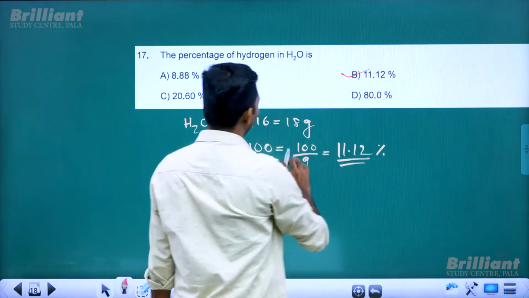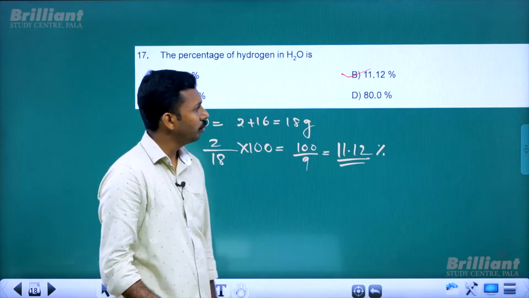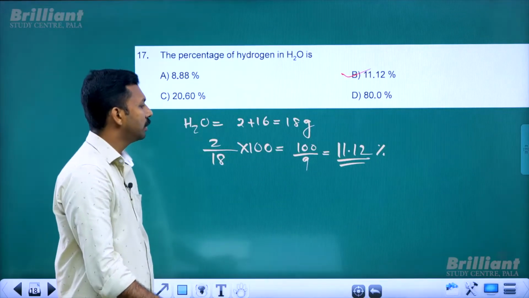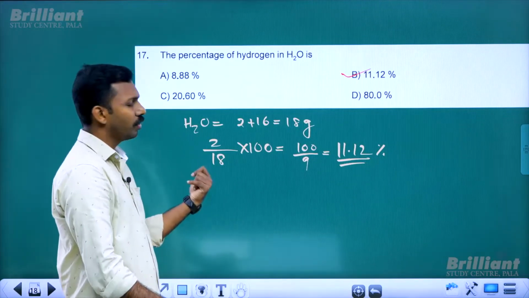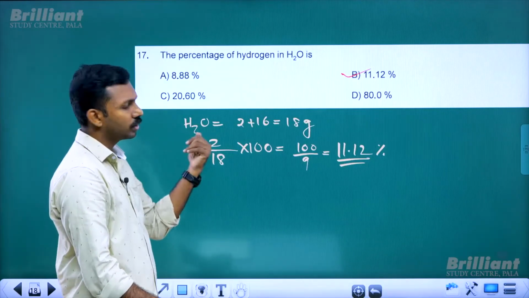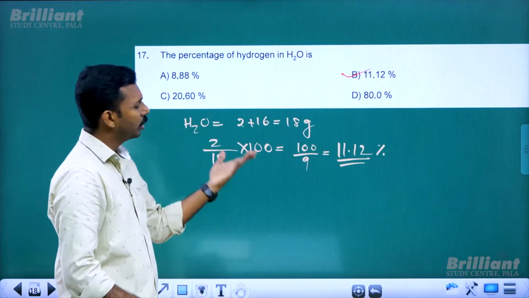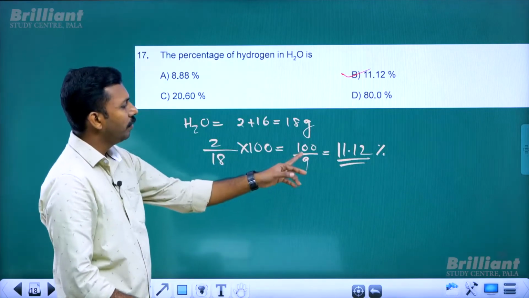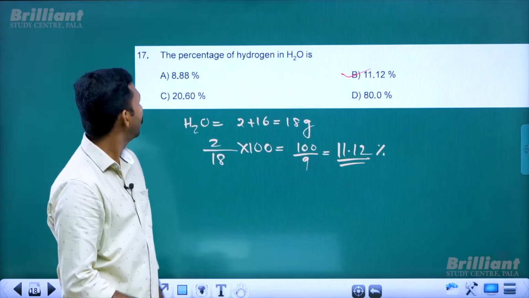So you can solve this. 100 divided by 9 gives 11.12. This is how we can calculate the percentage of hydrogen or any element in any compound. First of all, calculate the molecular mass, then take the total mass of the element whose percentage is to be calculated and multiply it by 100. In that way we get 11.12%. So that is about our 17th question.